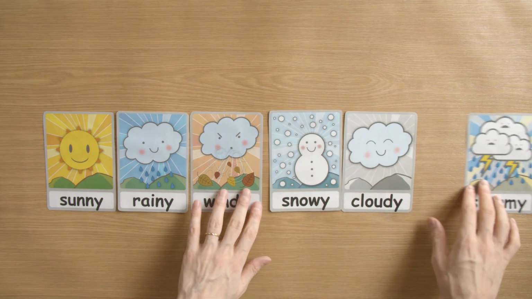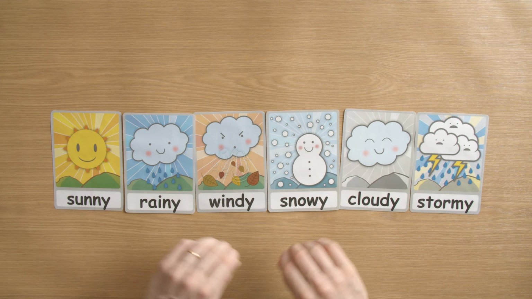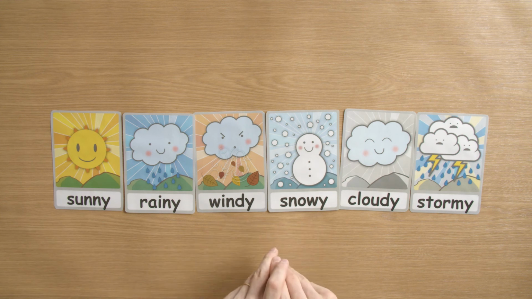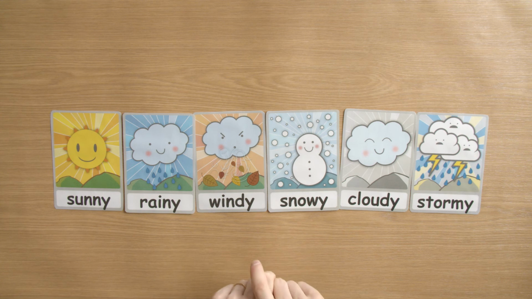So these are the flashcards. These and also a poster chart, which I might pop up on the screen now, is available, and you just print that out, you laminate it, and you can stick the arrow, and every day you can ask how's the weather, and the children can answer.